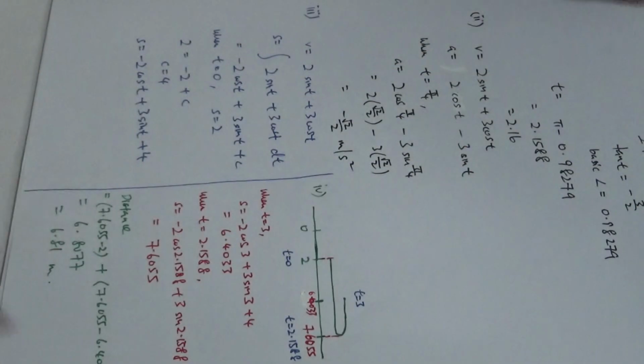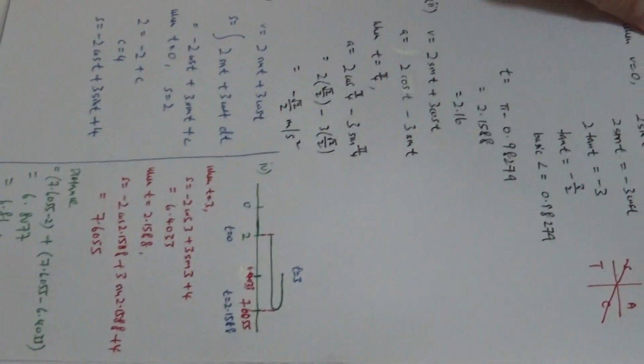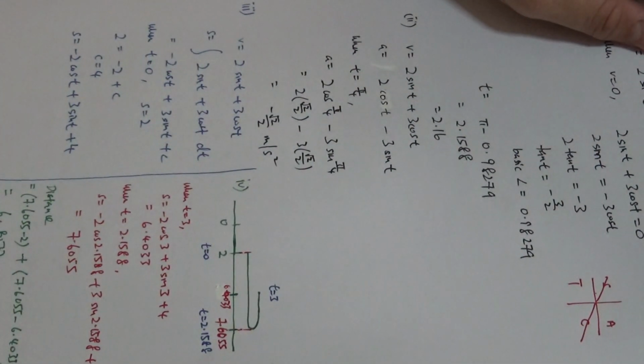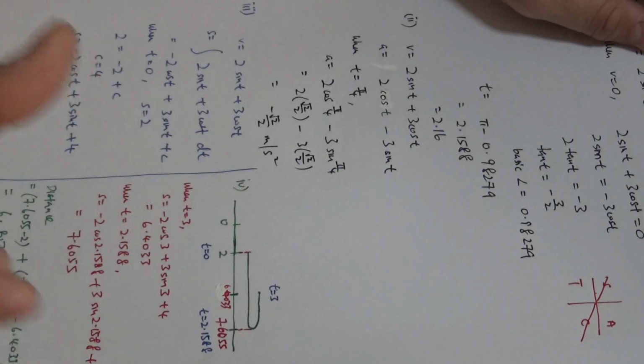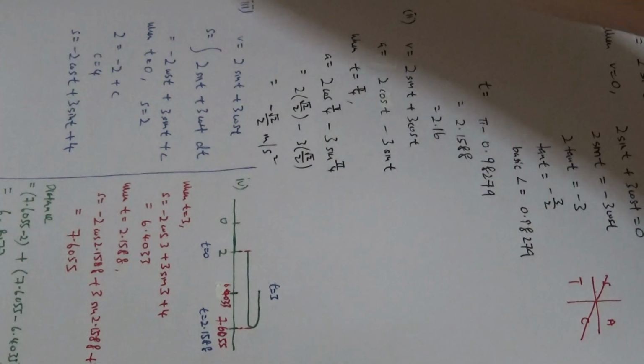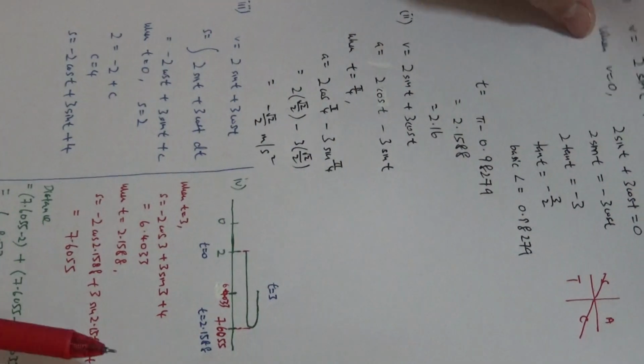Now, the distance travelled in the first 3 seconds is different from the distance travelled in the 3rd second. When we want the distance travelled in the 3rd second, we take distance travelled in the 3rd second minus distance travelled in the 2nd second. That means you must take t2 to t3. But for the distance travelled in the first 3 seconds, we consider everything.